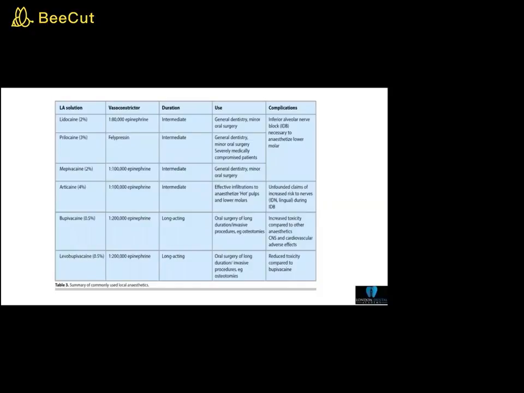Obviously, there's a controversy whether you can use it for blocks, but the high block, the Gow-Gates or the Vazirani-Akinosi technique is very, very useful. And I'm using that more and more now, especially in hospital where patients have had these failed local anesthetic, and that's the reason why they're in hospital.